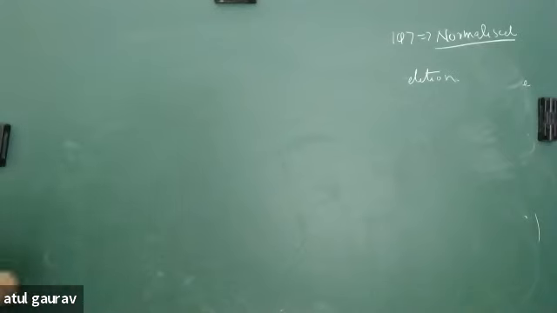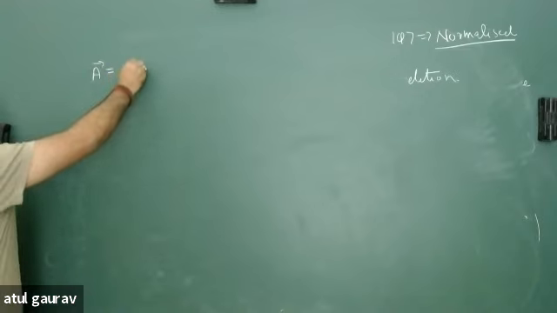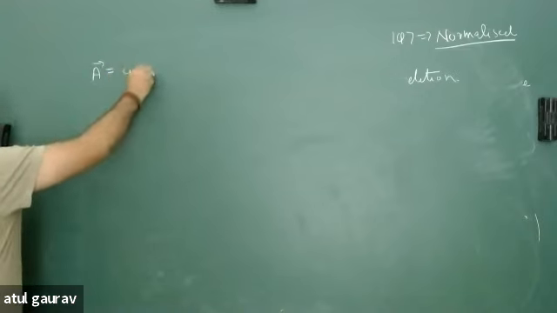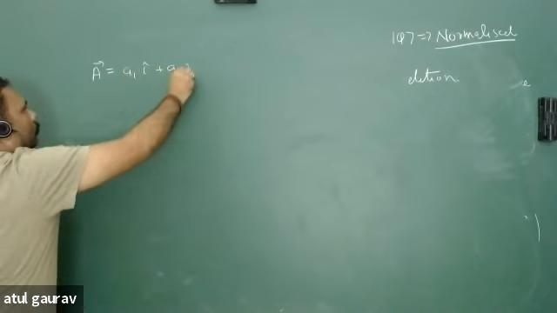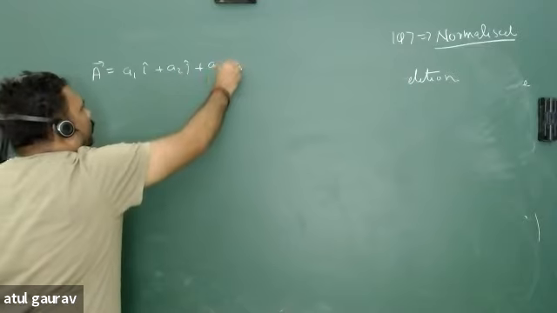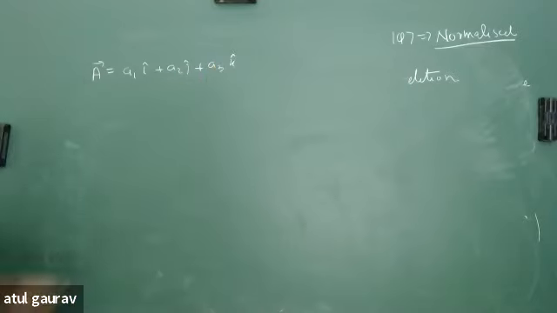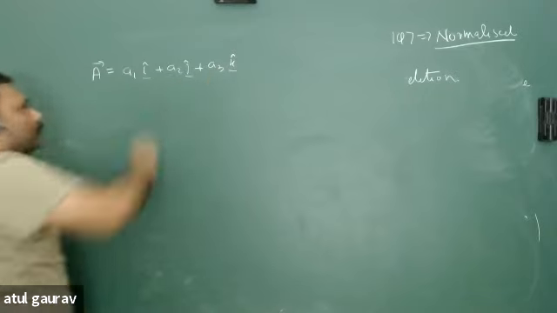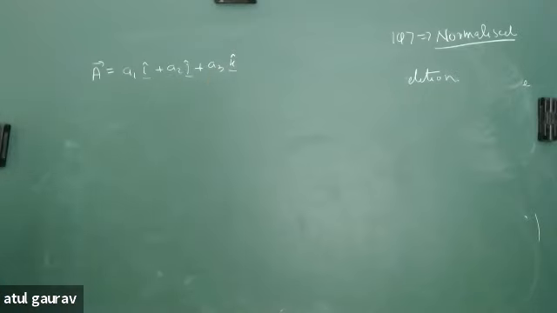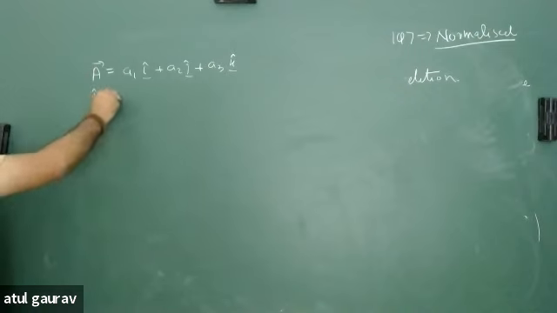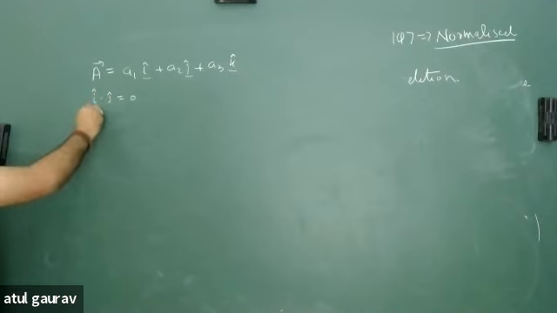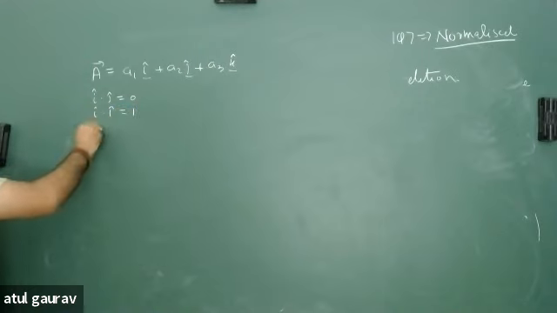Now, what I have written, I can write any vector as a function of, let's say, A1 i cap, A2 j cap, A3 k cap. So what are these? These are the basis vectors, and these are orthogonal in nature. You can say orthonormal in nature, which means i dot j must be equal to 0, i dot i must be equal to 1, i dot k must be equal to 0. Similarly, you can get all these kinds of relations.